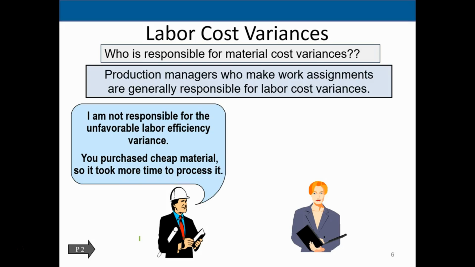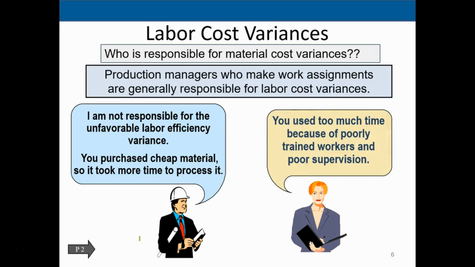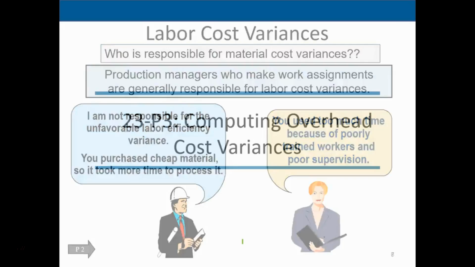So if the materials are not up to par, then when we do the production, the argument would be that it took more labor to work with those materials. And then, of course, the counter argument would be you used too much time because of poorly trained workers and poor supervision. So when we take a look at an unfavorable variance, we're going to go to different departments, and different departments are going to have different outlooks in terms of why that unfavorable variance is taking place.